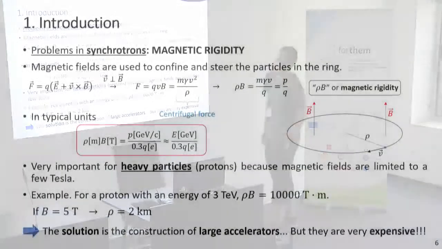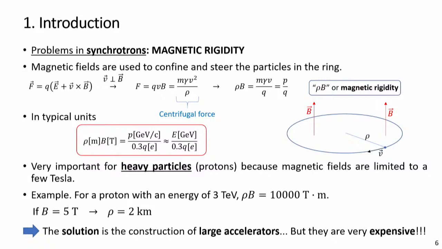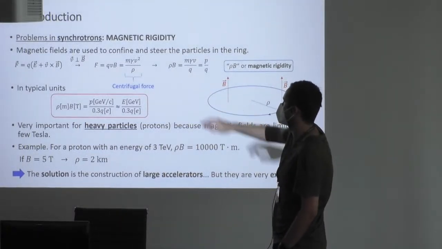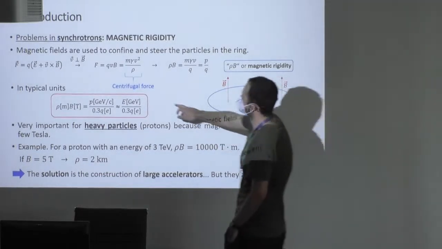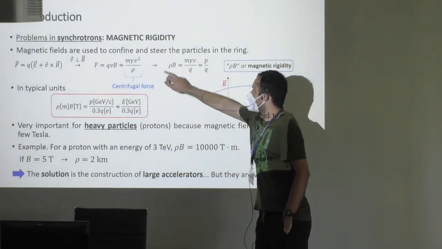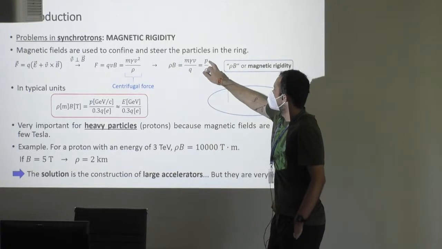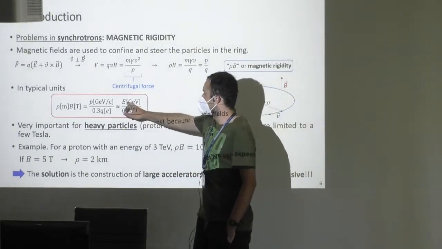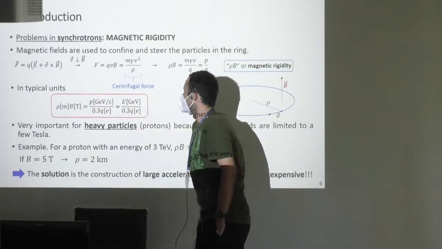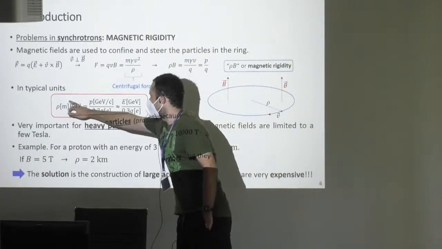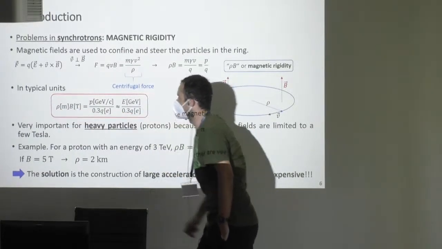The other problem is the magnetic rigidity. In the bending magnets, the motion is basically circular. As we have a homogeneous magnetic field, the Lorentz force says that, as we don't have an electric field and the velocity and the magnetic field are perpendicular, the modulus of the force is this. We equate it to the centrifugal force, and we finally obtain this equation that says that the product of the radius of curvature and the magnetic field is basically the ratio between the momentum and the charge of the particle. In typical units used in accelerators, as the energy is the product of the momentum and the speed of light, we obtain this expression, which says that if we want a very high energy, we have to obtain a very high product of the radius of curvature and the magnetic field.